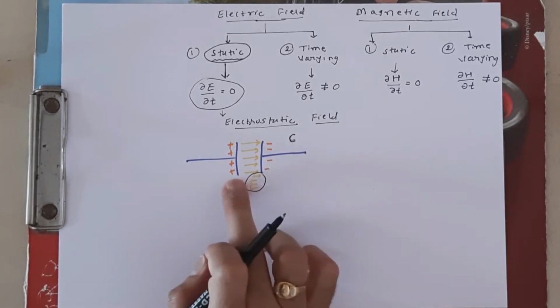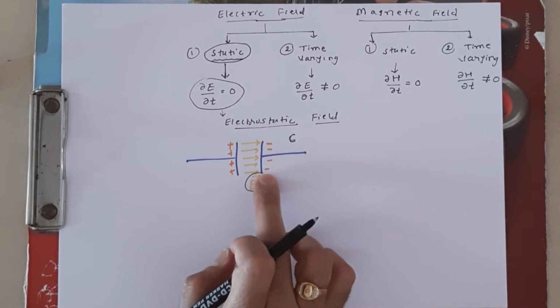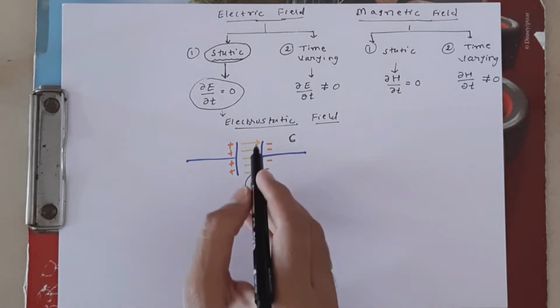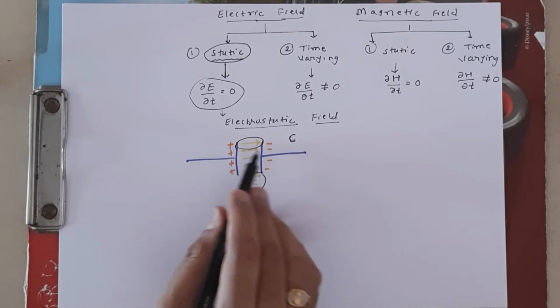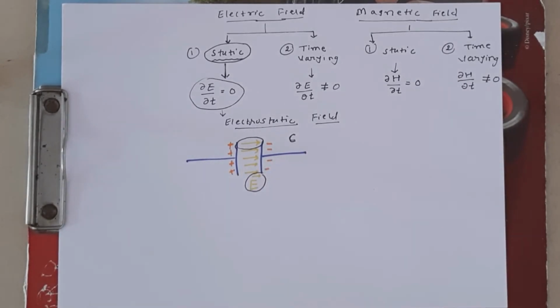In the case of a capacitor, there are two types of charge present, positive and negative charge. And if you notice, what is the direction of the electric field? The electric field direction is from the positive charge to the negative charge. Here I have considered a simple case.